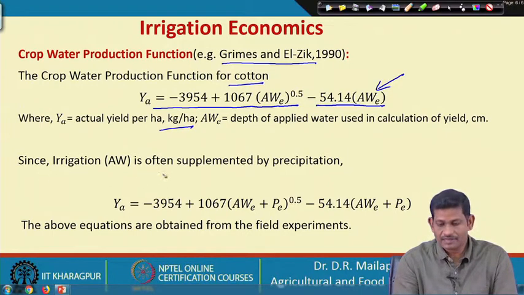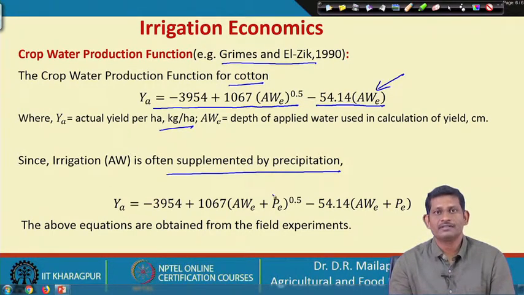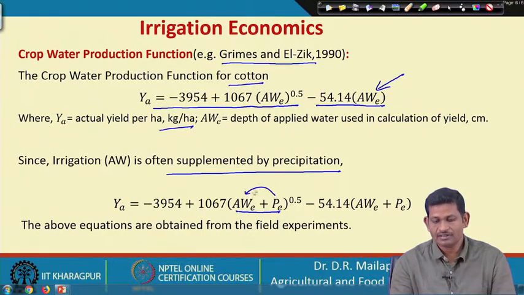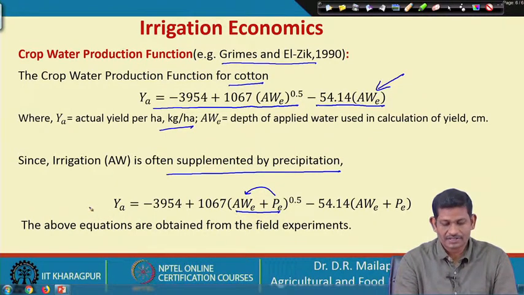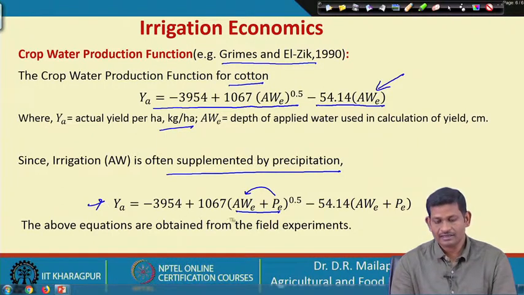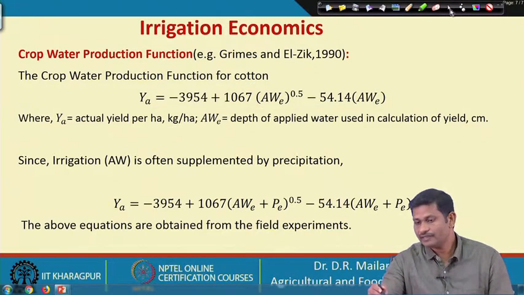Since irrigation is often supplemented by precipitation, sometimes there is precipitation during the irrigation season, or if there is precipitation you do not give irrigation. So you need to add the precipitation, or effective precipitation, to the applied water. Then the production function looks like this: Ya, with the total water applied and then AWE. The above equation was of course obtained from field experiments.